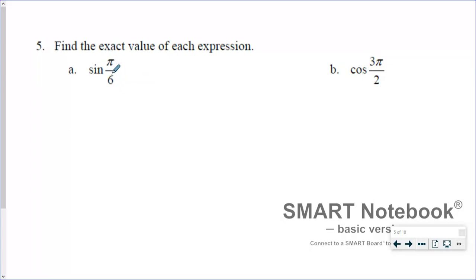And then for all the reciprocal functions, you just flip them. So sine is the y coordinate, so you go to pi over 6 on your unit circle and say, what is my y coordinate there? It's 1/2. All right, cosine of 3 pi over 2. What is cosine of 3 pi over 2? You go look at your x coordinate there. That should be 0.